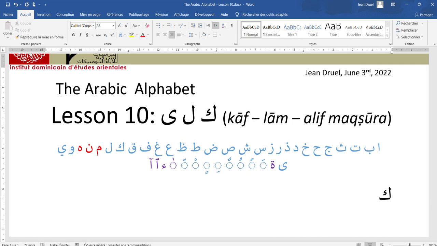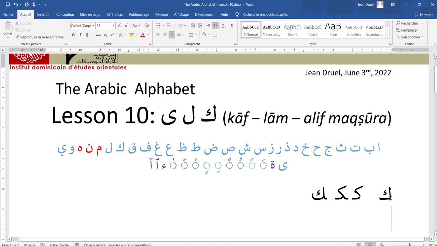So this is the isolated shape of the kaf. Then we have, and it is connected both on the right and on the left. So we have this for our kaf. As you notice, the isolated form is very similar to the ending form, which is usually the case because the tail is restored. Here the tail is quite flat. Plus there is a small sign inside.